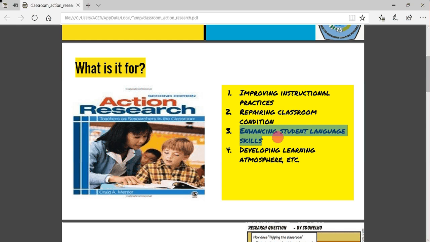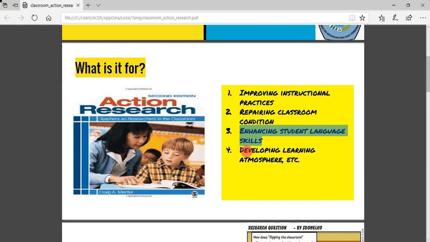When your research is in order to enhance the student practices, listening skill, speaking skill, or other skill in your own classroom, meaning you do classroom action research. And this is also the same as the fourth.